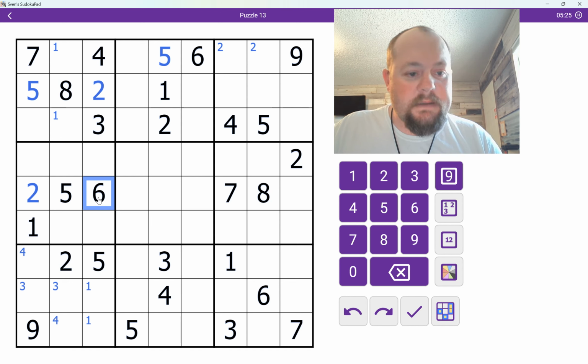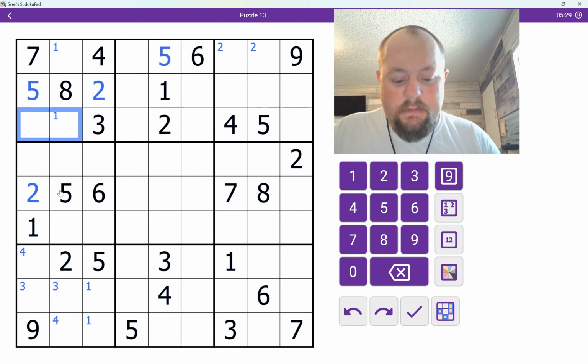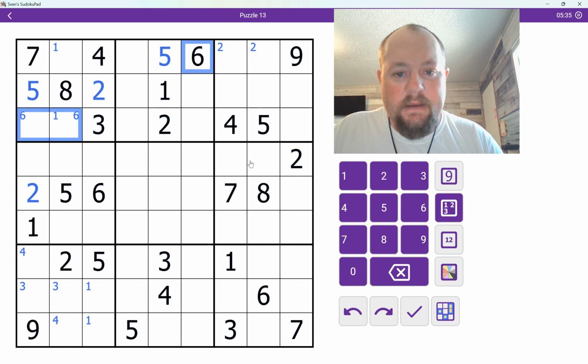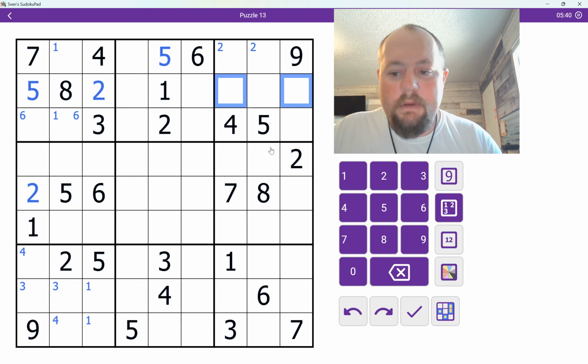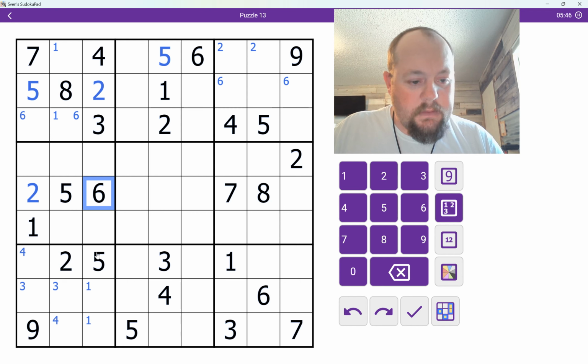Let's try 6s. 6 there, 6 there. So I pencil mark a 6 in those 2 spots. And this pencil mark 6 sees that guy too and that guy. So now we can pencil mark a 6 there and there. Okay, we'll go back to this column here just in case. This one sees down, sees that guy. Okay, neat.